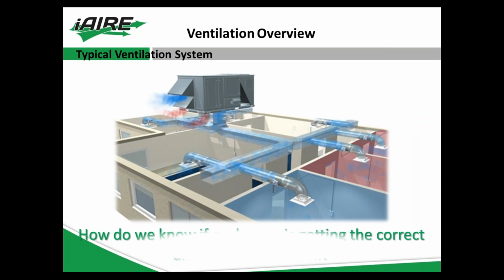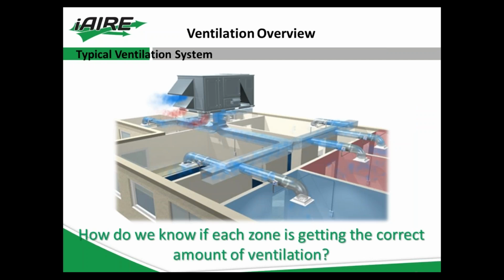So typically what you might see from an older style ventilation system would be a packaged unit. In this picture, obviously you see a rooftop unit that is providing both the space, latent and sensible cooling, as well as all the ventilation required for the building itself. The problem with this type of system, where you don't have a dedicated outdoor air system and it's all packaged together, is we don't really know if each zone is getting the correct amount of ventilation.